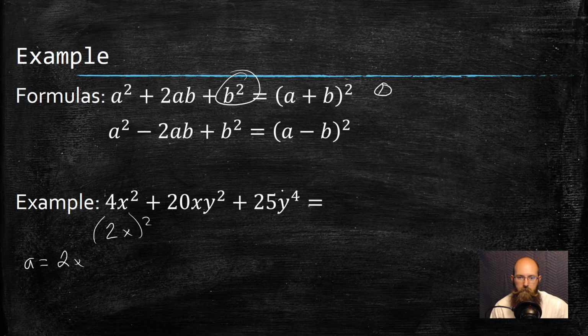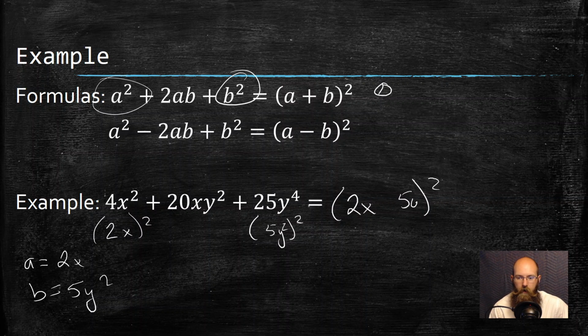Look at the back half, b squared, just like our last stuff. So what squared gets me this 25y to the 4th? 5 and y squared, all squared, gets me that same thing. Awesome. So now I can factor this up a little bit. I know it's going to be that first formula. So I checked out my a squared and my b squared, so I can find a and then b. Now I just have to plug it in. 2x and 5y squared. And what sign is going to be in the middle? That one. Plus sign. Awesome. Done.